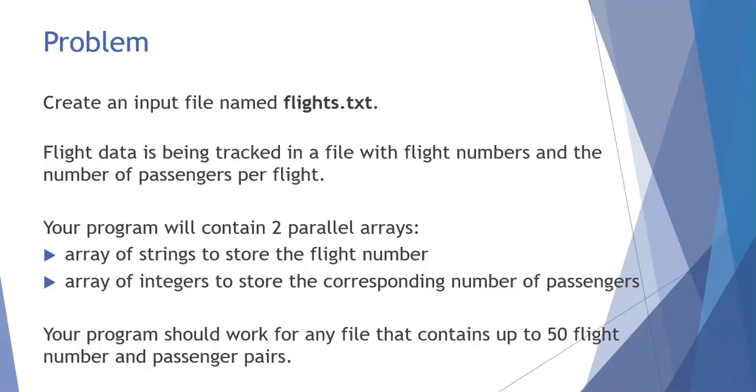So you'll be working with parallel arrays. There will be two parallel arrays. The first array should be an array of strings that stores the flight number, and the second array should be an array of integers that stores the corresponding number of passengers. Your program should work for any file containing up to 50 pairs of flight number and passenger counts.